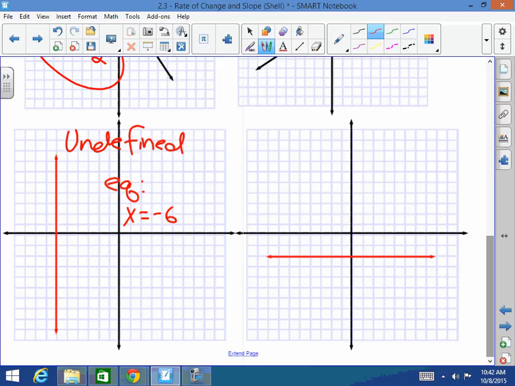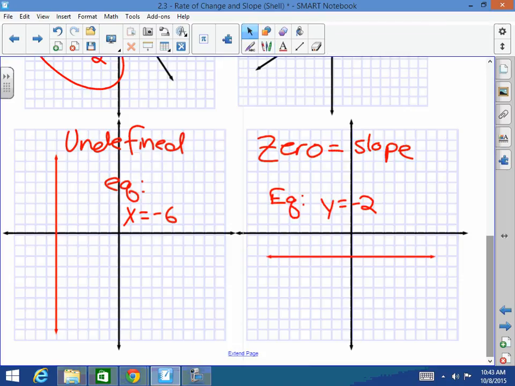What about this one over here? My slope is 0. 0 is the slope. And just for giggles, what would the equation be? Y equals negative 2. Sounds good. Pretty simple, right, guys? As long as you just remember to follow the procedures. Learn everything that I teach. Practice it.